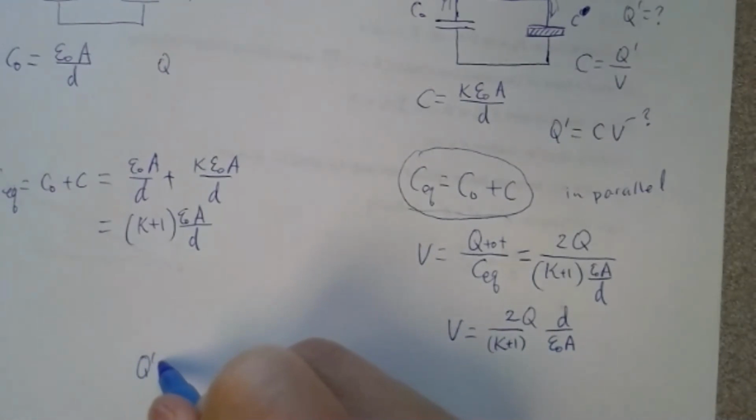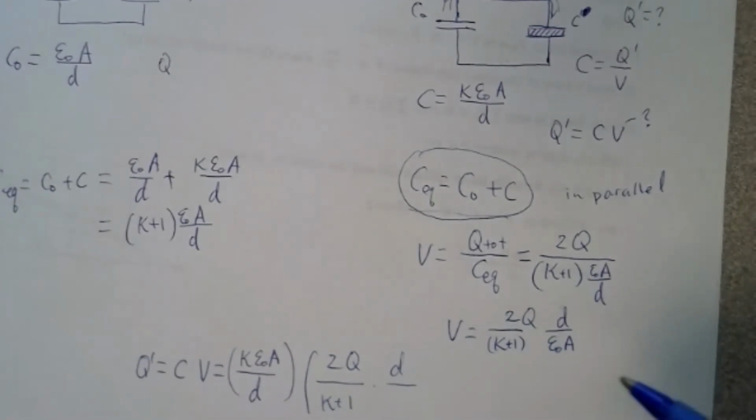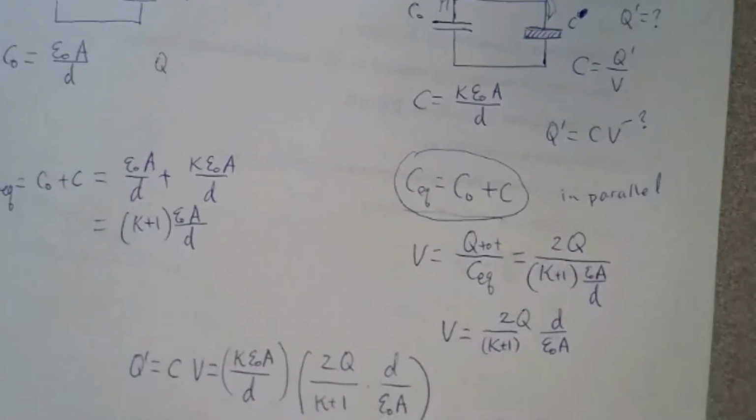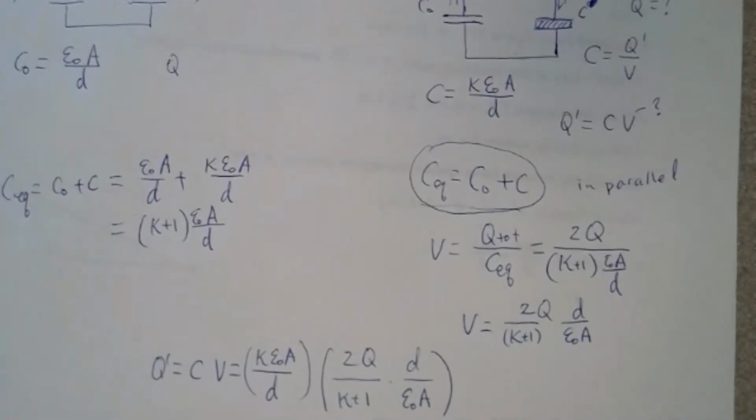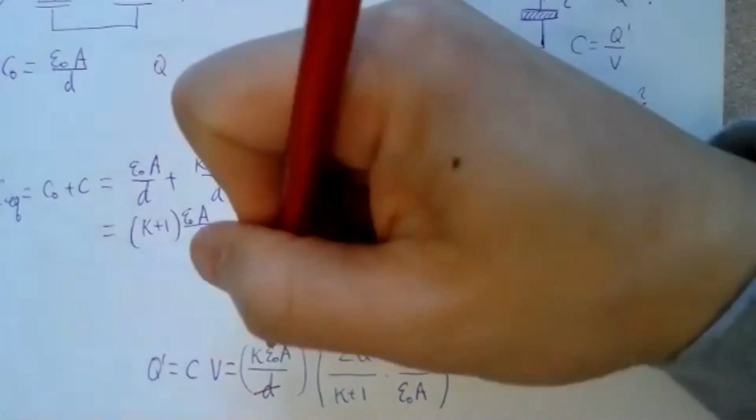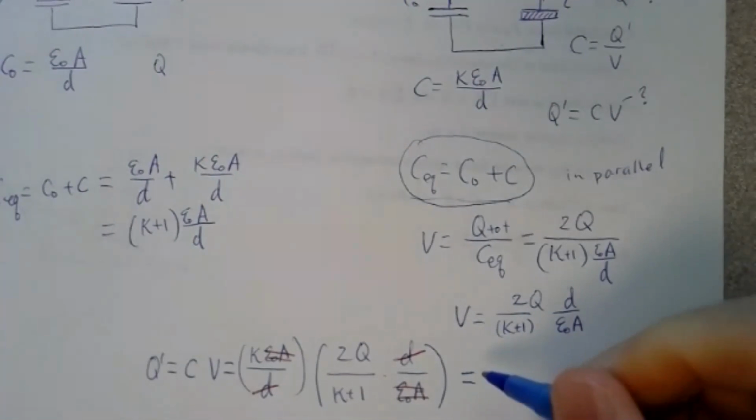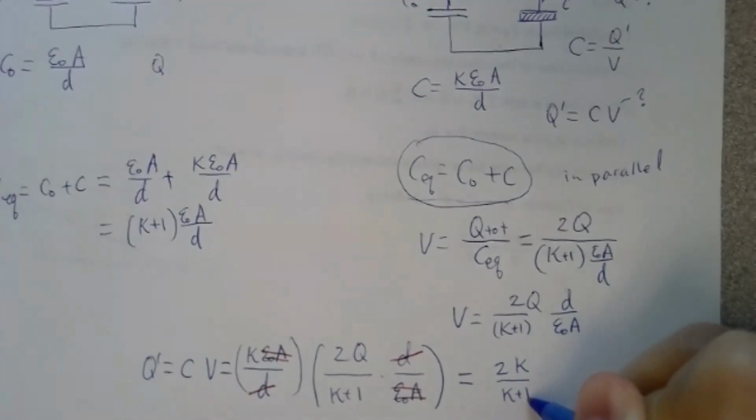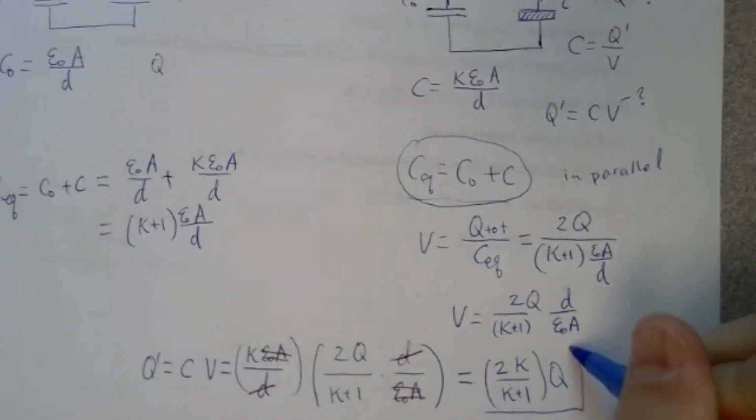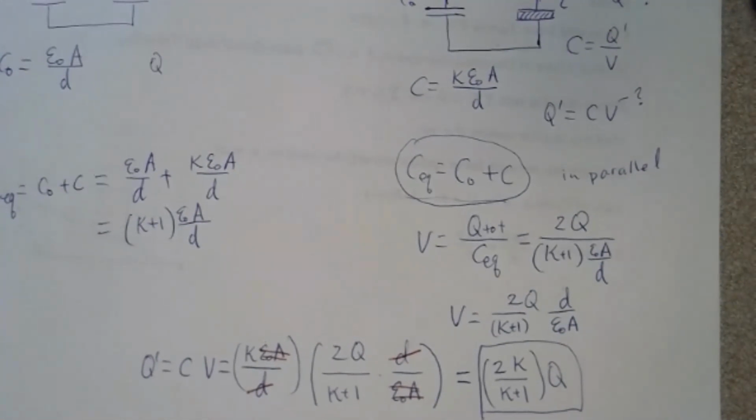So then Q prime should be equal to C times this new V. C is kappa epsilon naught times A over D, multiplied by this 2Q over kappa plus 1 times D over epsilon naught A. Now you can see the D and D cancel out, and epsilon naught times A cancels out as well. So this new charge will be equal to 2 times kappa over kappa plus 1 times Q. That's your new charge on the right capacitor.